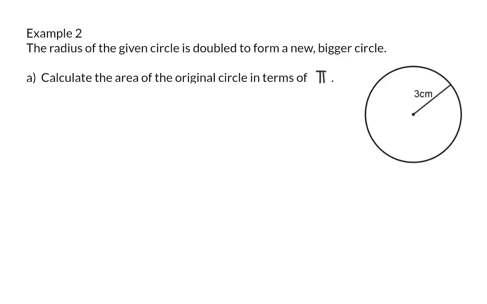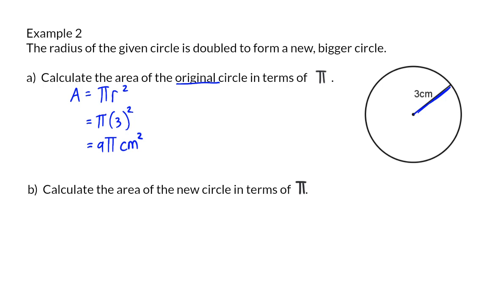Example 2. The radius of the given circle is doubled to form a new, bigger circle. Calculate the area of the original circle in terms of pi. The radius of the original circle is given as 3 centimeters. To calculate the area of a circle, we use the formula pi times radius squared. So here we'll have pi times 3 squared, and that gives us 9 pi centimeters squared.